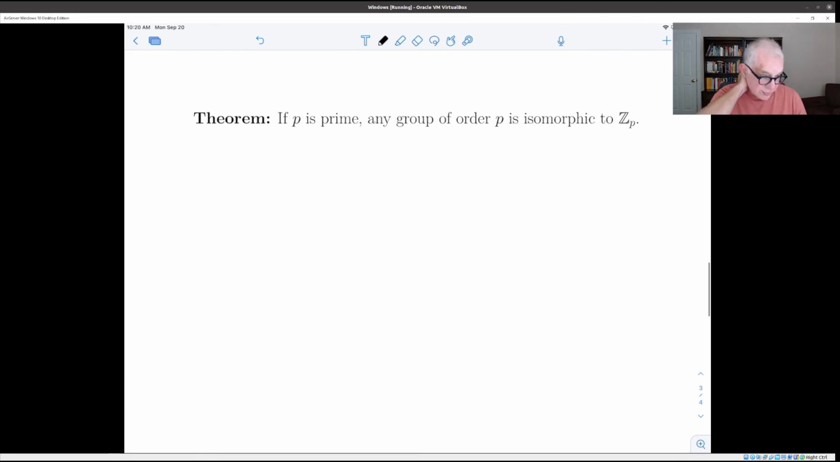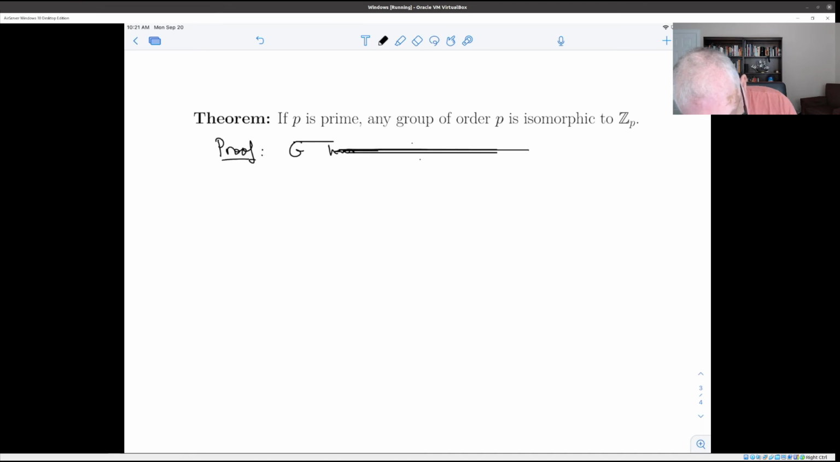Now we have a really general classification result. In the previous one, we showed only that a cyclic group of order n is isomorphic to Z mod n. This theorem says if you have a group, any group, the only assumption you make is that you have a group and it has a prime number of elements, then it has to be isomorphic to Zp. And the proof of this is that if you have a group of prime order, it's necessarily cyclic. So let's suppose G has p elements, and p is prime.